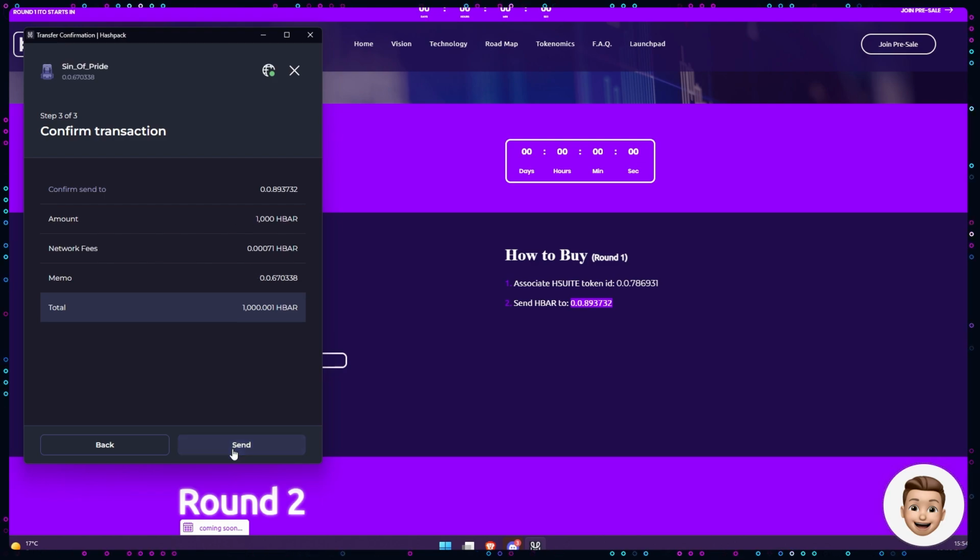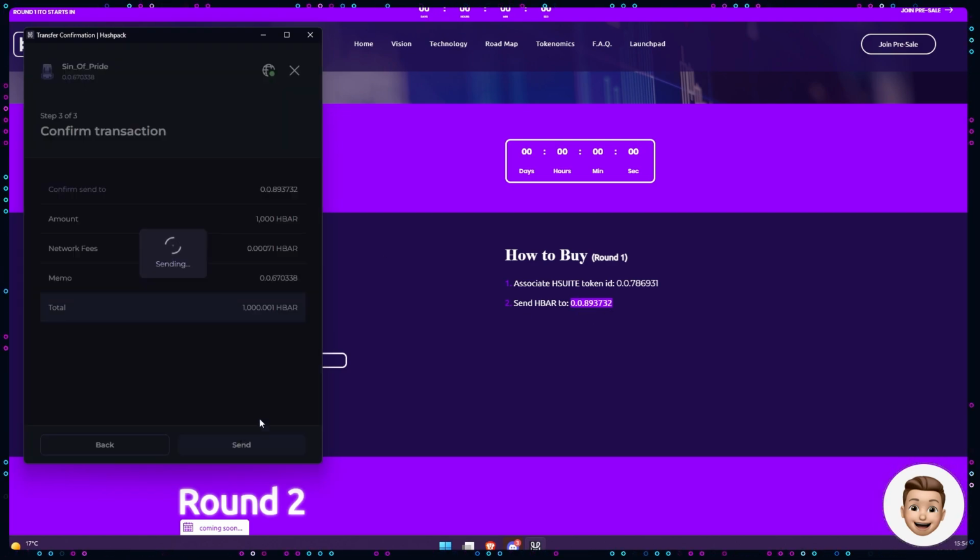So there's my fee in total as well. Just triple check the wallet as well. So there's my memo, and I'm sending to 893,732. Send. I suggest you do this with a small amount to begin with. I've done this a few times, so I'm a little bit more confident. However, it's always smart to do this with a small amount.